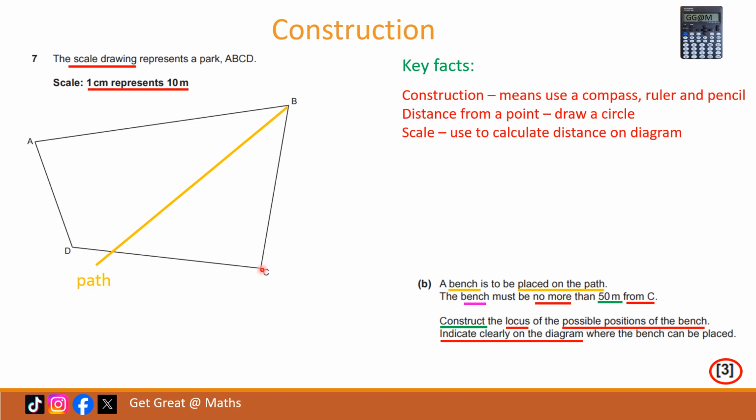The scale you need to use to calculate the actual distance on the diagram. So in this question you are told that it is 50 metres, but you're going to have to use your scale over here to work out what you have to draw on your diagram. And the word locus means you've got to draw a line that the path follows. So what is actually happening? In this case our locus is actually going to be the circle, because we're going to be drawing a circle. Then we've actually got to indicate on our diagram where that bench must be positioned.